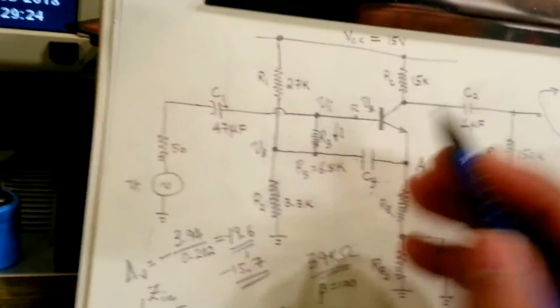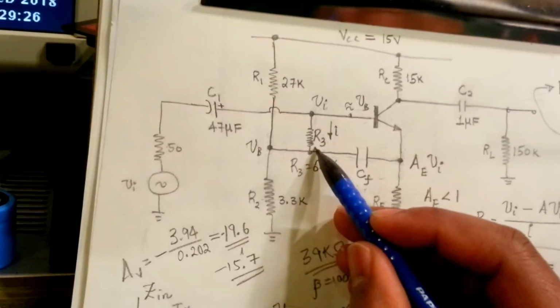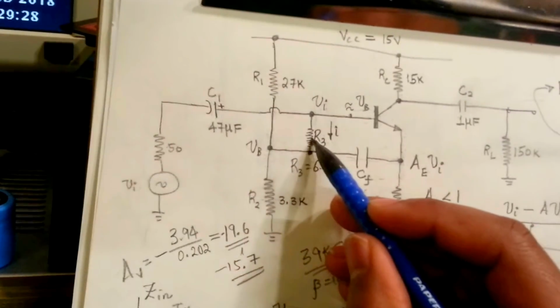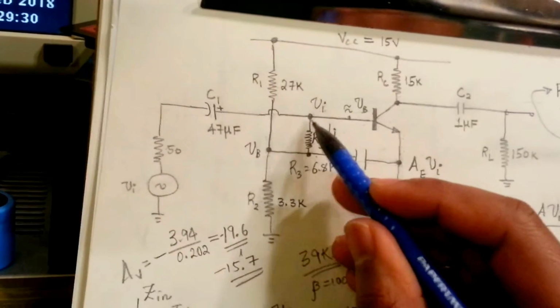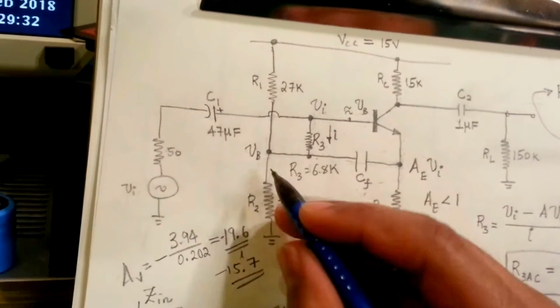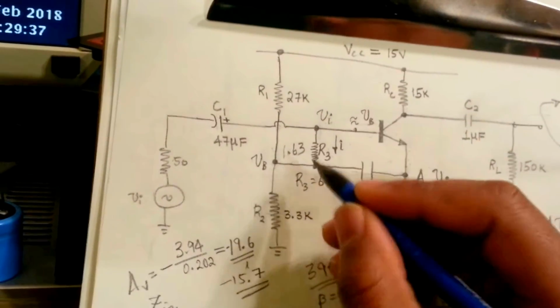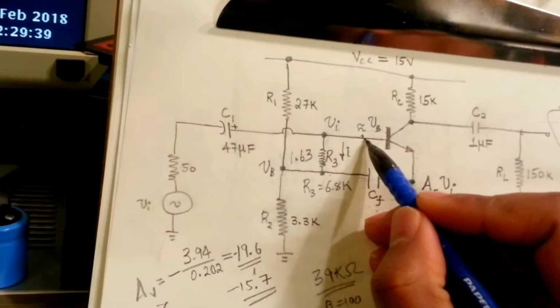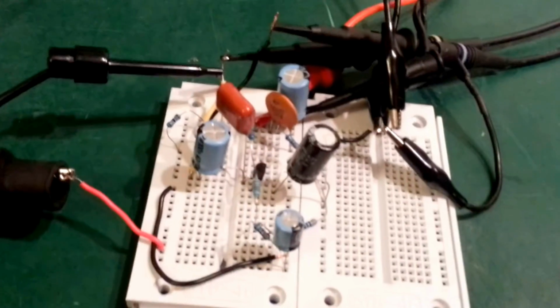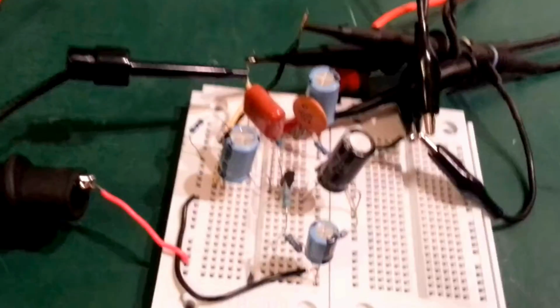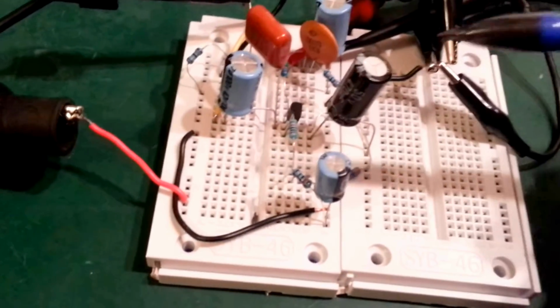First thing first, let's take a look if putting in the R3, the 6.8K, upsets our biasing voltages. Remember, our biasing voltage here was about 1.63 volts. So let's see what voltage we get here. Let's do the measurements. First thing first, let's take a look at the modified circuit. So now the modified circuit looks like this.